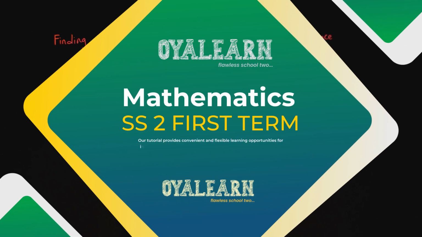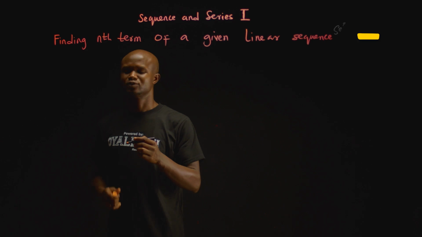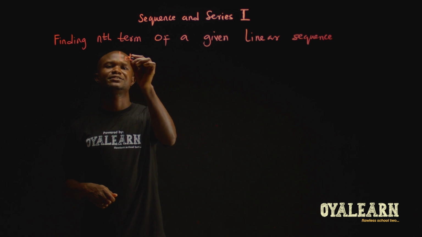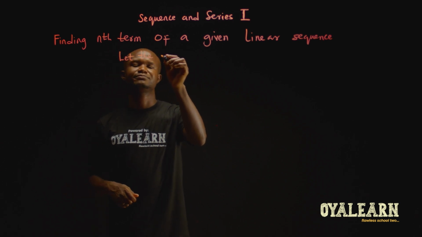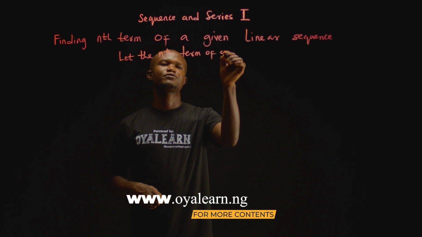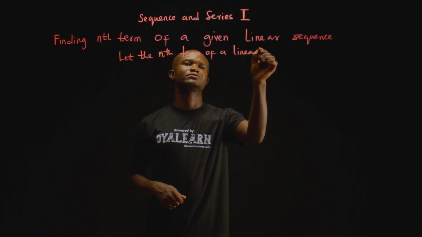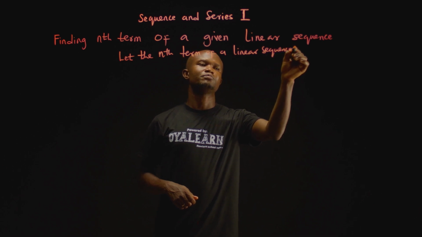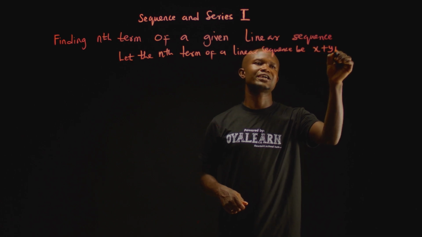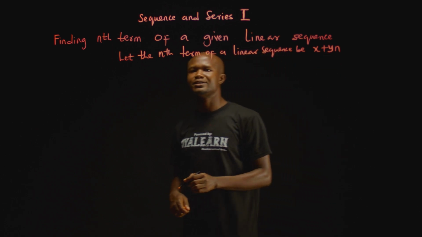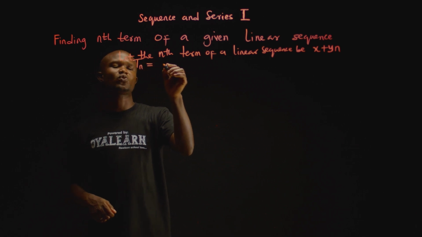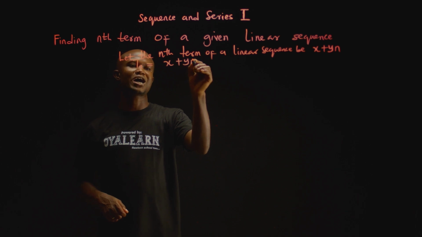Finding the nth term of a given linear sequence. To find the nth term of a given linear sequence, let the nth term of a linear sequence be x plus yn. Now in this case, we have x plus yn as the nth term, and we can write it as Tn equals x plus yn.